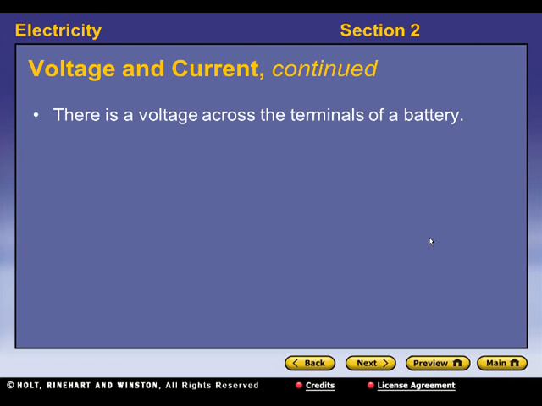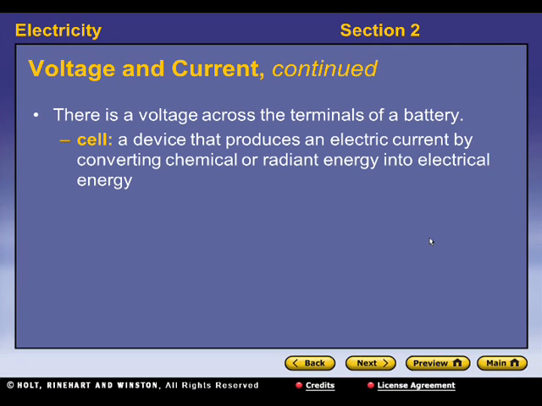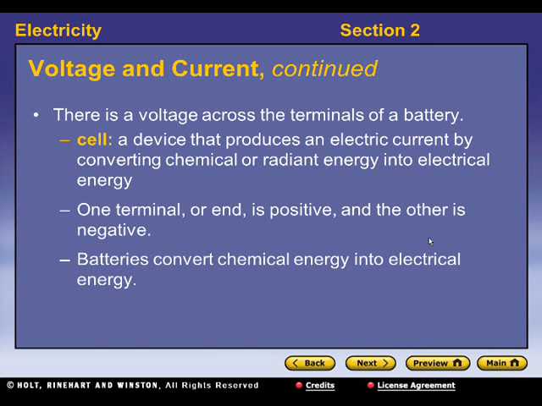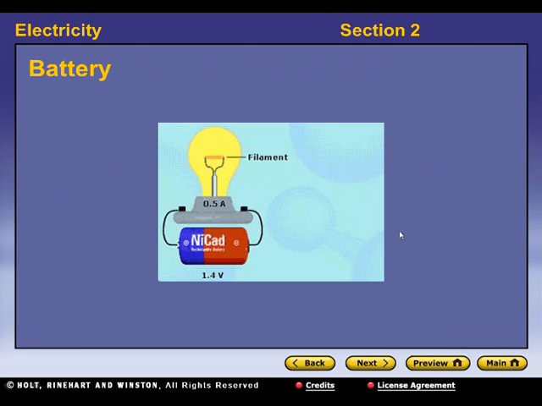Alright, so voltage and current. There is a voltage across the terminals of the battery. As long as you connect across the terminals of the battery, there is voltage. If you just measure one terminal, there is no voltage across because you haven't completed a circuit. You have a thing called a cell, which is a device that produces an electric current by converting chemical or radiant energy into electrical energy. One terminal end is generally a positive end, the other terminal is the negative end. And generally batteries convert chemical energy into electrical energy.